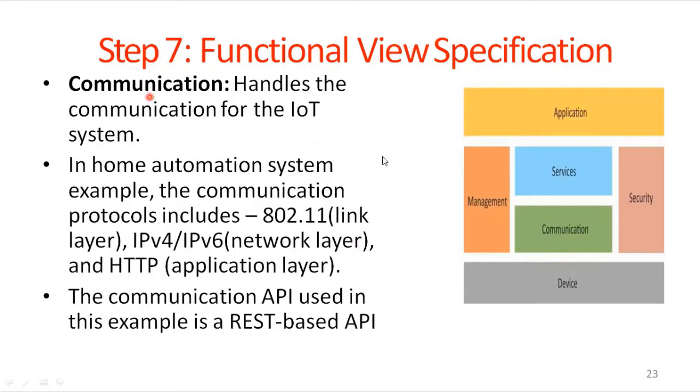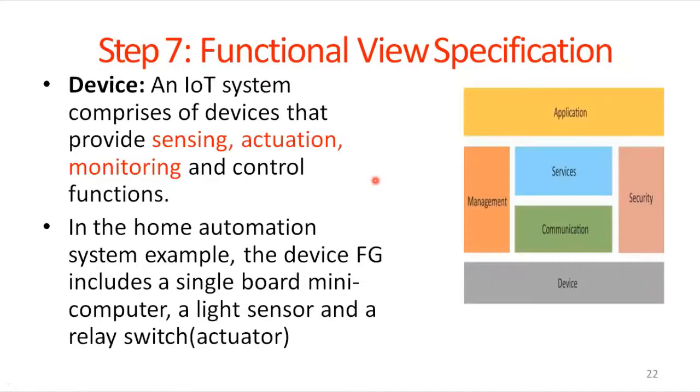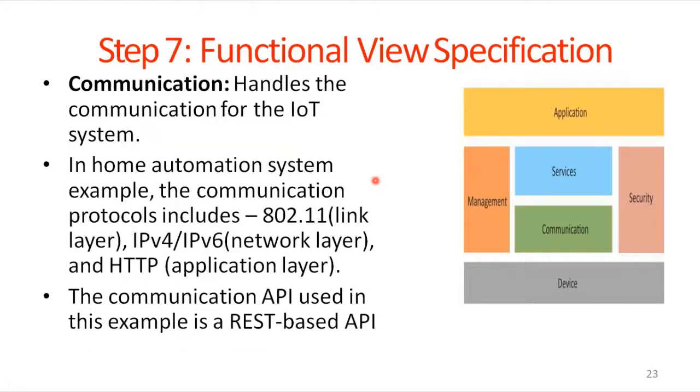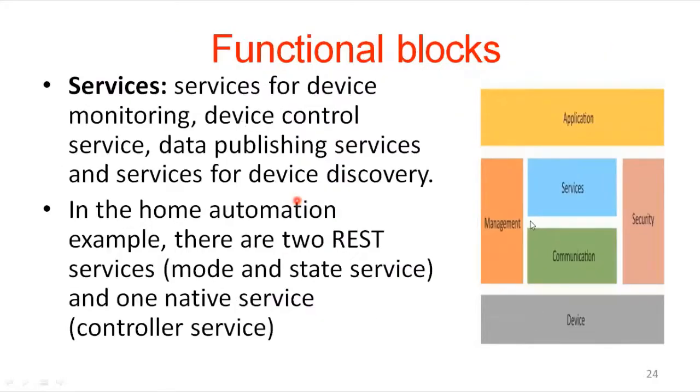Communication is the next important one. The second part here is communication. What is communication? The communication block handles the communication for the IoT system. In the home automation system, the communication protocols include some protocols for performing this particular communication. These are all different protocols, and then the communication model.